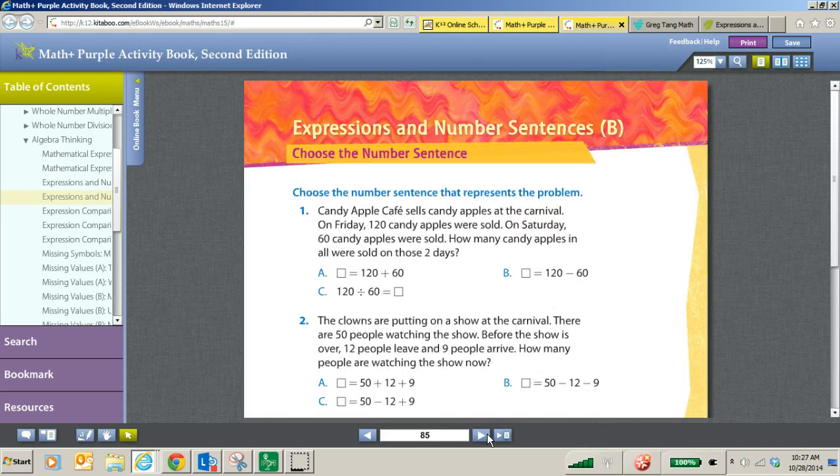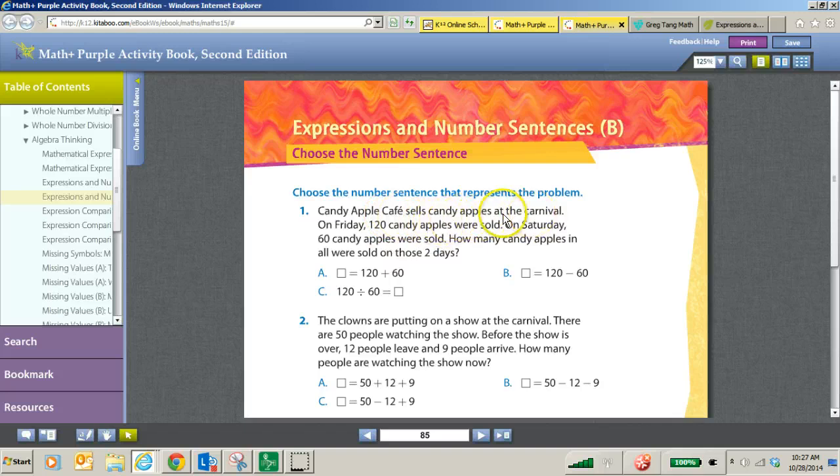Next, we're going to get into some expressions with a little bit larger numbers, but we want students, like I said, to really understand what is happening in the real world problem so that they will know how to solve that real world problem. So here we have Candy Apple Cafe.